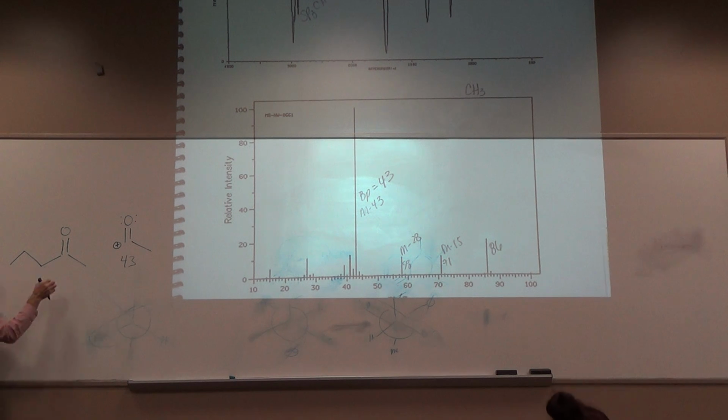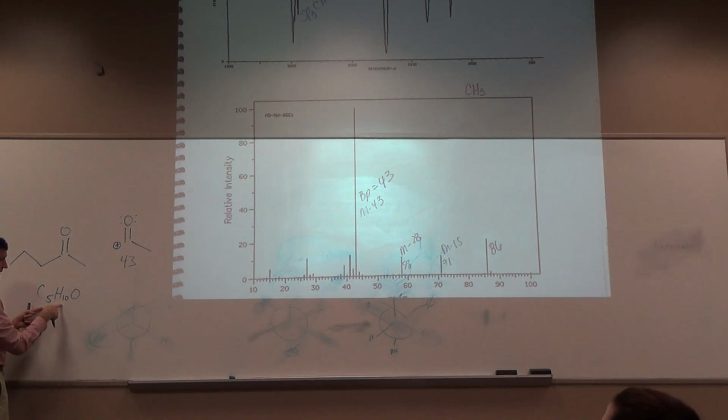What's the molecular weight of this? C1, 2, 3, 4, C5, H something, O, one degree of unsaturation, it would be how many H's? 10. It would be 10, right? What does this add up to? 5 times 12 is 60. 86?